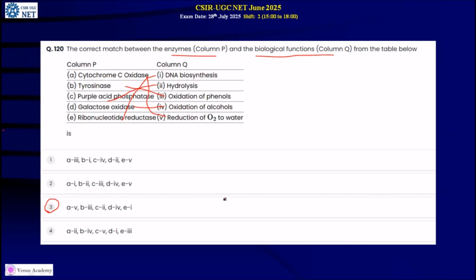Dear students, we have completed the CSIR-UGC-NET June 2025 question paper, which was held on 28th July 2025.